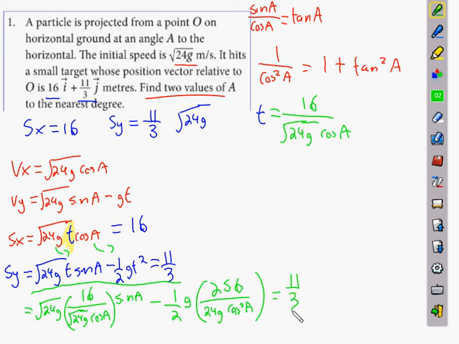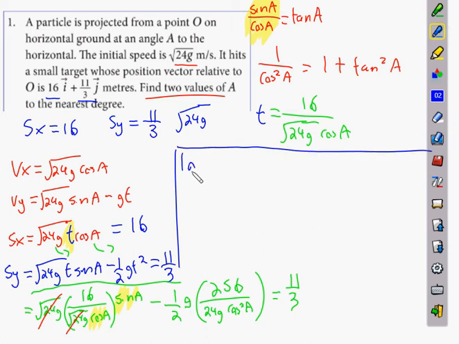Now, this equation here looks very complicated, but there's a way to really narrow it down. The root 24G and the root 24G cancel. We also have a sine alpha divided by a cos alpha, which turns that into 16 tan alpha. Reduces what we had to something really small.